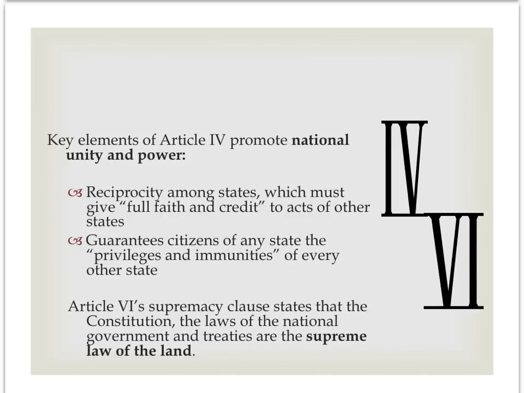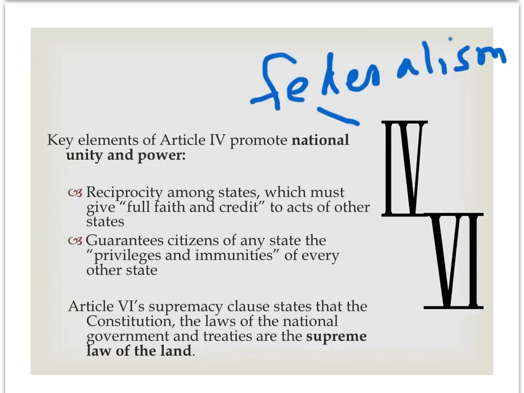Now, putting aside 5 for a second, we're going to look at 4 and 6 together. Article 4 and 6 deal with national unity and power. Article 4 is the federalism article. It sets up the relationship between the states and the national government, what are their responsibilities and duties to one another. It also sets up the relationship of the states to one another, because they do have certain duties and responsibilities to each other as well. And then 6 deals with supremacy, which was very important. They wanted stability, which they didn't have under the Articles of Confederation, and so they had to have supremacy for federalism to work.